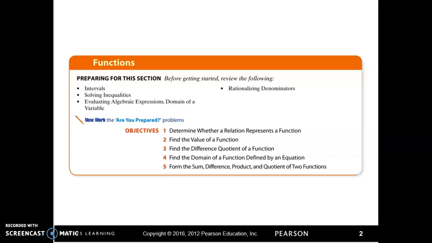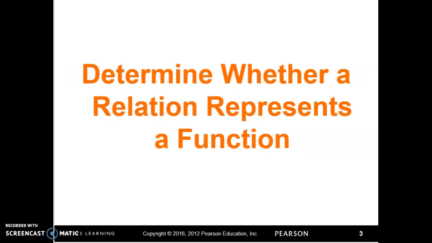Then we're going to look at something kind of funky that you'll use in calculus, which is finding the difference quotient. Then we're going to be finding the sum, difference, product, and quotient of two different functions. So the first thing we're going to do is determine whether a relation represents a function.